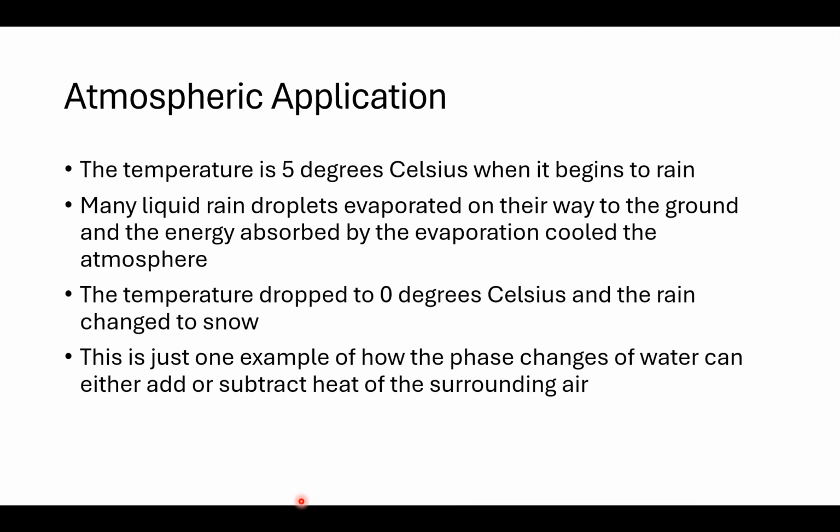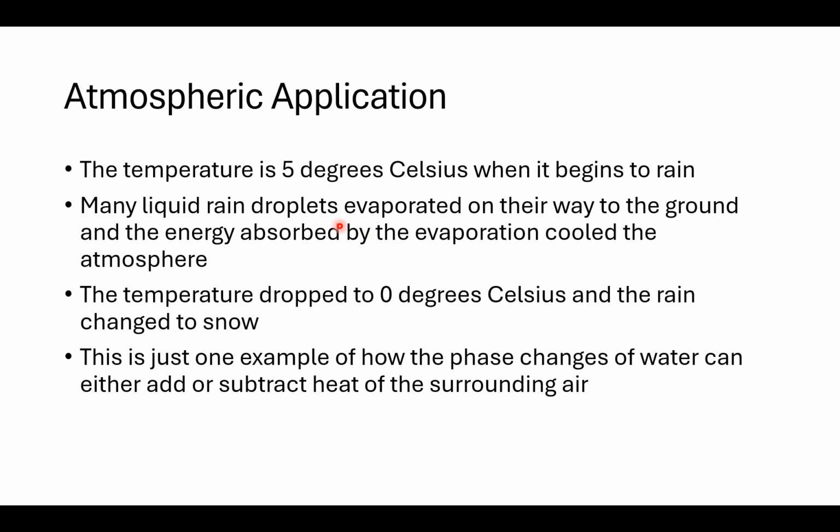All right, so let's take a look at an atmospheric application. Let's say you're a forecaster, all right? Let's say the temperature is 5 degrees Celsius, so that's about 41 degrees Fahrenheit, when it begins to rain. Let's say it's the winter season, okay? So it begins to rain at your location. The temperature is 5 degrees Celsius or 41 degrees Fahrenheit.